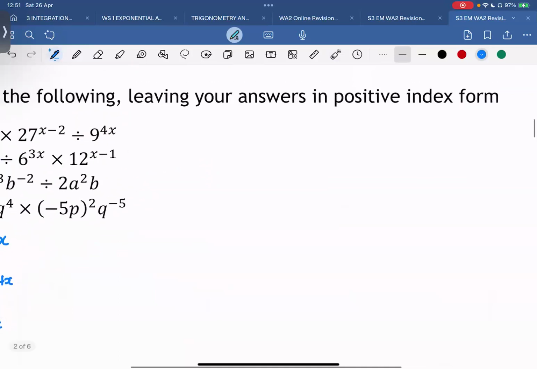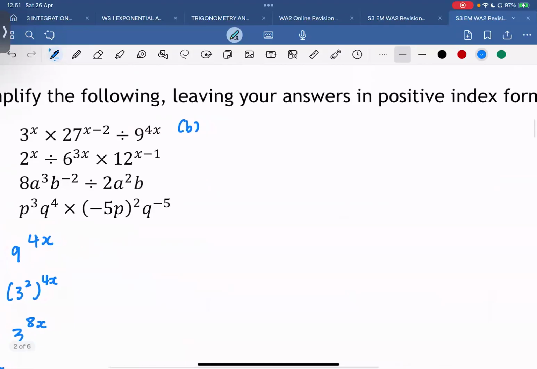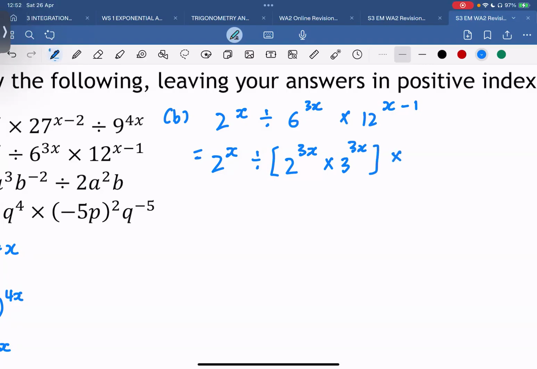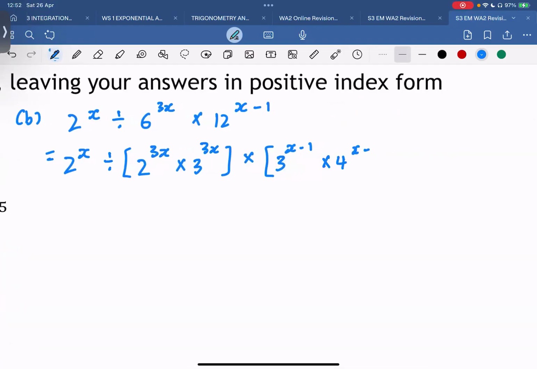Okay, next, part B. We have 2 to the power of x divided by 6 to the power of 3x times 12 to the power of x minus 1. There are many ways to do this question, but the way I will approach it is, I will first decompose 6 into 2 times 3. Same for 12. 12 can be decomposed into 3 times 4. So let's do that. Don't forget your brackets. So this will be 2 to the power of 3x multiplied by 3 to the power of 3x, and same thing for this side, we have 3 to the power of x minus 1 times 4 to the power of x minus 1.